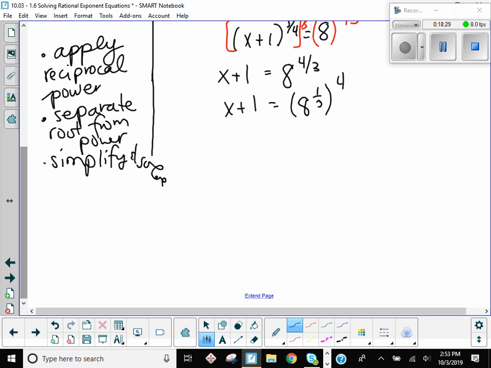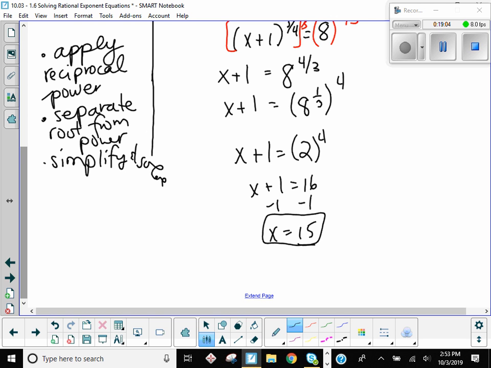And what is the third root of 8? The third root of 8 is? What number? 2. Okay, what times itself 3 times is 8? The answer is 2. So 2 to the 4th now. 2 to the 4 is 2 times 2, which is 4, times 2 is 8, times 2 is 16. So x plus 1 equals 16. Subtract the 1. Hooah. X equals 15.